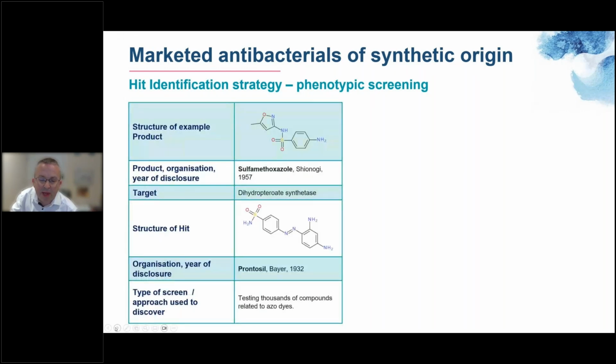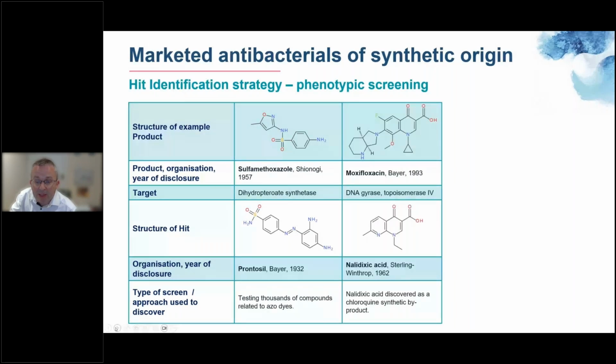So, for instance, we have the story of the sulfonamide antibacterial class, which originated from Bayer screening of their adjacent dyestuff industries in the 1930s, which led to many sulfonamide products eventually reaching the market.